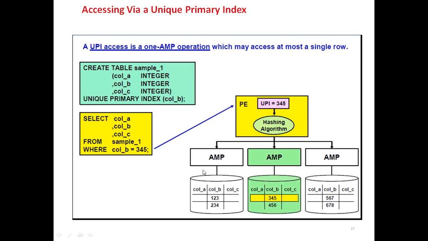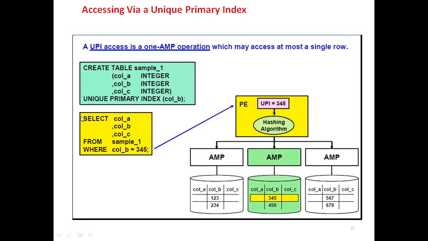Similarly, all the rows are hashed by the hash algorithm and distributed across all the available AMPs. As the hash values are different for each and every row, because it is a unique primary index, it won't allow duplicates. So the values are unique, hence the hash values are unique. In a round robin fashion, it has generated the hash values so that each and every row is distributed across different AMPs. So an even distribution happens.